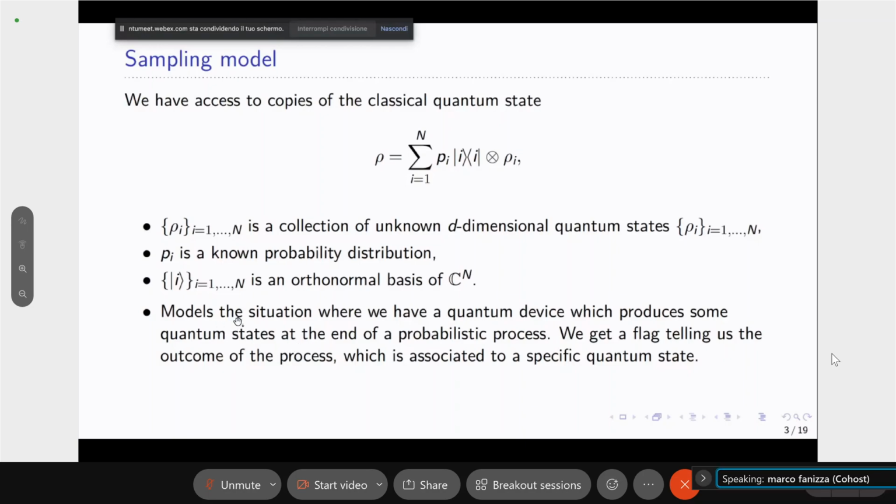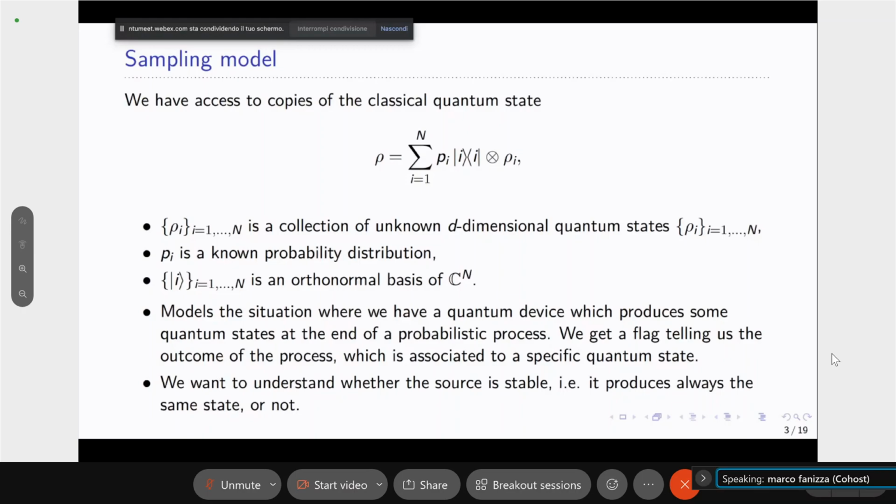So this model should represent a situation where we have, for example, a quantum device which produces some quantum states at the end of a probabilistic process. And we get a flag telling us the outcome of the process, which is associated to a specific quantum state. We are interested in understanding whether the source is stable, that is, it produces always the same state or not.